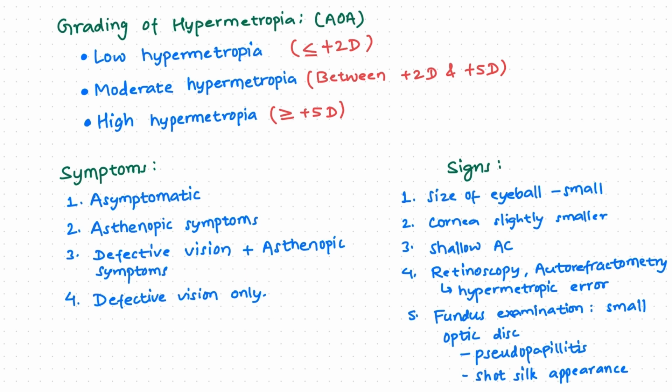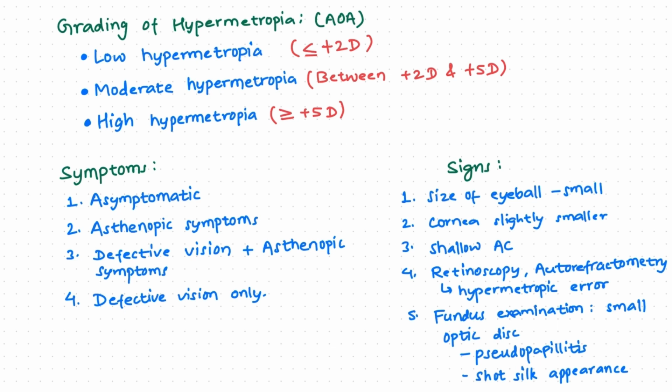Now talking about the grading of hypermetropia, according to the American Optometric Association, there are 3 types. They are low hypermetropia, moderate and high. Low is when the refractive error is less than or equal to +2 diopters. Moderate when it is between +2 diopters and +5 diopters. High hypermetropia when it is greater than or equal to +5 diopters, right.